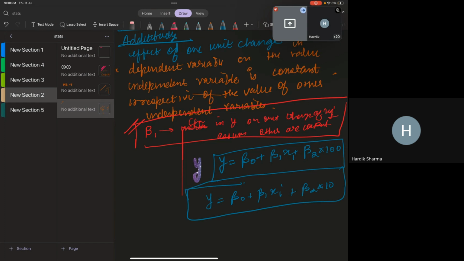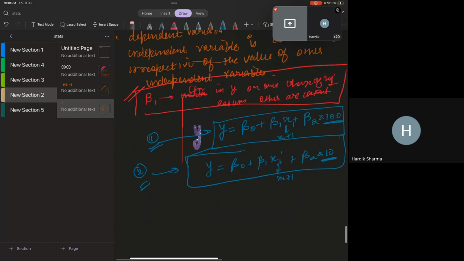What should be the change in y when the value of x2 is 100, and when the value of x2 is 10, on increasing x1 to x1 plus 1? This is the first case, this is the second case. What should be the change in y, guys? Beta 1. See, same. The change in y will be beta 1. In case 1 or 2 they are same and equal to a constant beta 1.